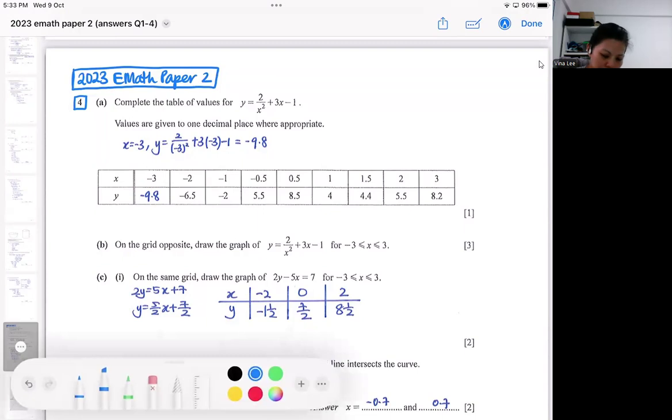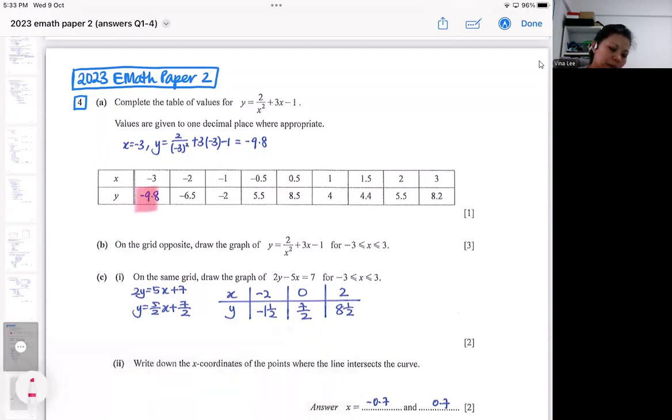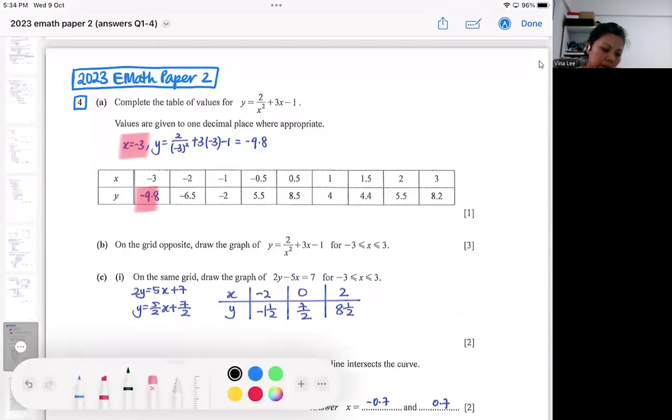Okay, most of you will be okay to get this value. Show your working by putting x equal to 3 into the equation. Okay, now the drawing is the problematic part. So if you start to draw, you will find the graph will look weird. And in this case, the graph looks weird because this is the first time, right?